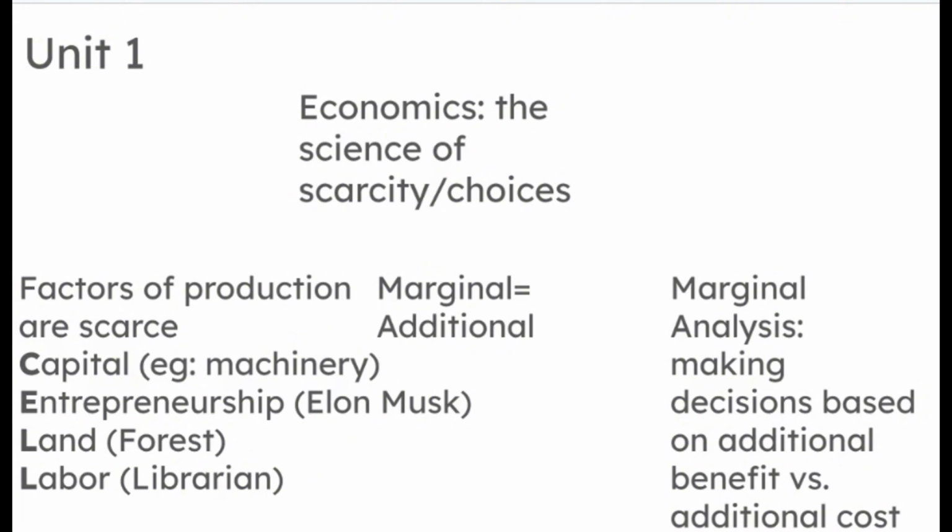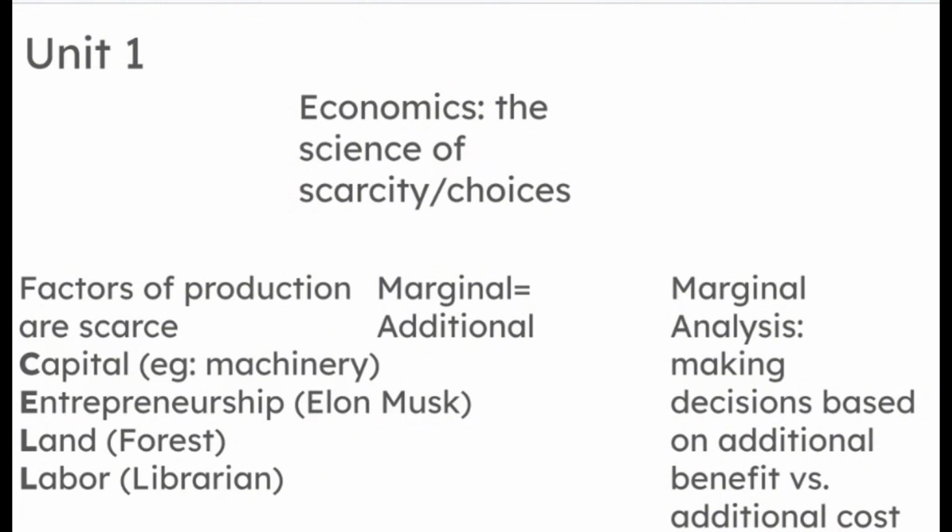So there are 4 factors, and you can use CELL, cell, to remember them. Capital is tools and machinery, like a factory or equipment. Entrepreneurship is people like Elon Musk who take risks and innovate and combine the resources to make something new. Land is things like natural resources, forests or minerals. And then finally, labor is the human effort, like a librarian or a construction worker. Those are the 4 factors of production.